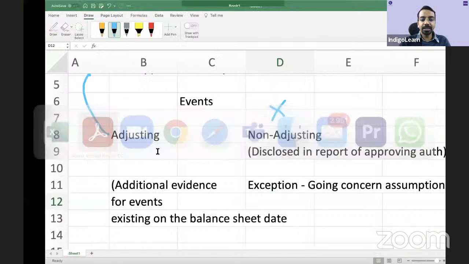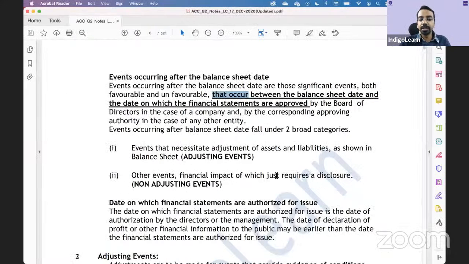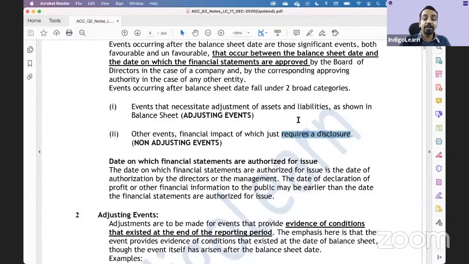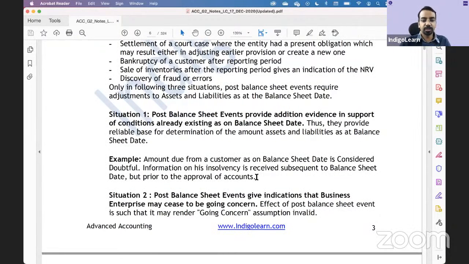So, adjusting events, you will adjust the asset and liability. Other events, you just show, which just need a disclosure, which are not adjusting events. These are non-adjusting events. So key terms: balance sheet events providing additional evidence in support of conditions already existing on the balance sheet date. Okay, so this is a favorite question, as I told you, which you get in the exam.